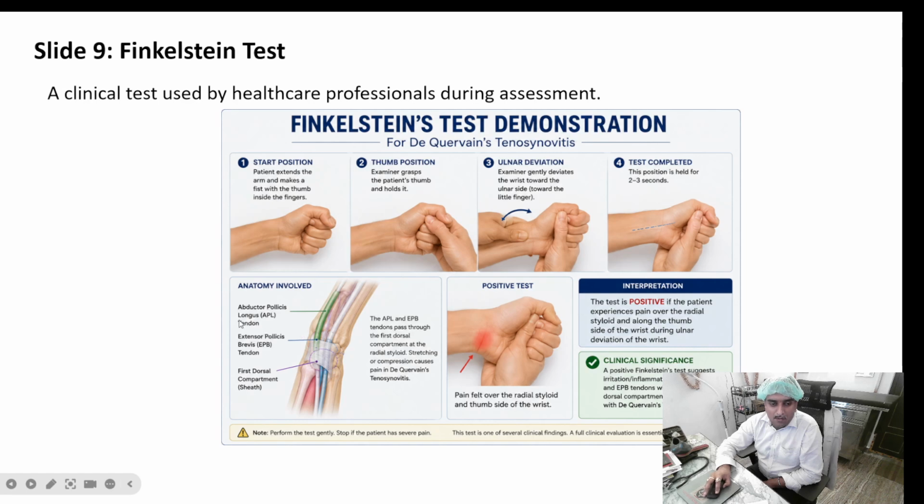Anatomy involved: we know already, I have explained in the previous slide. The test is positive if the patient experiences pain over the radial styloid and along the thumb side of the wrist during the ulnar deviation of the wrist. Clinical significance: a positive Finkelstein test suggests irritation and inflammation of the APL and EPB tendons within the first dorsal compartment, consistent with De Quervain tenosynovitis.